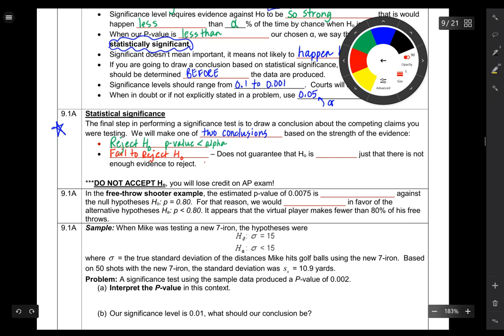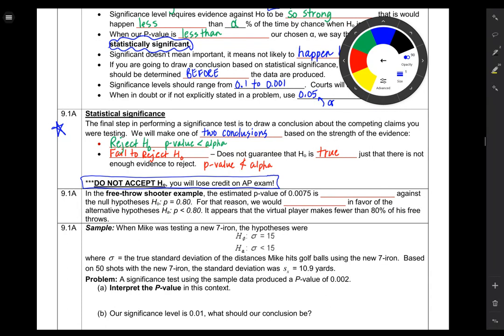But just because you fail to reject the null hypothesis does not guarantee that the null hypothesis is true. It just says that there is not enough evidence to reject, right? You never, ever accept the null hypothesis or you will lose credit. So your two options are you reject the null or you fail to reject the null.